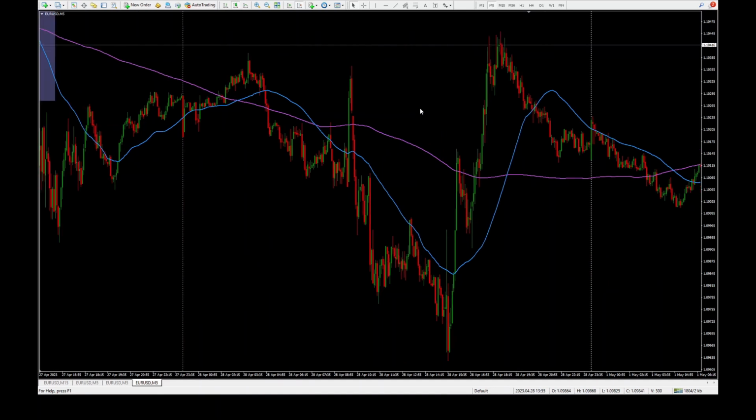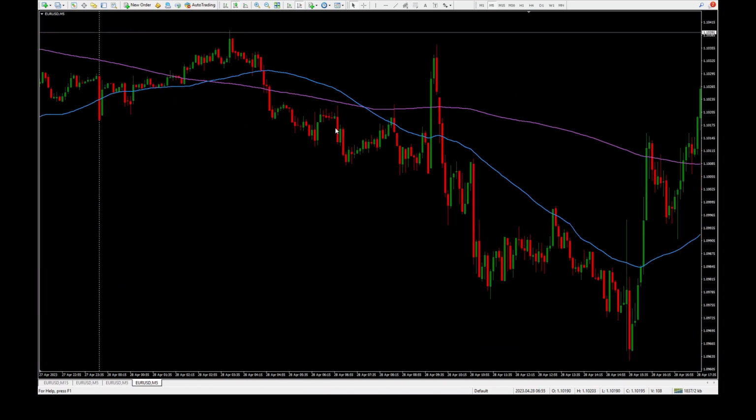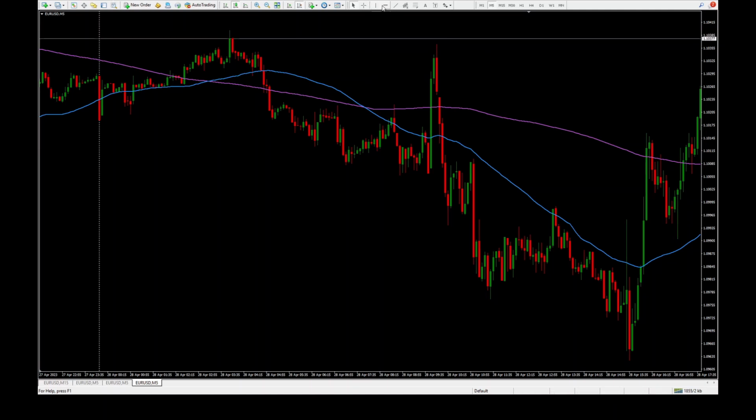In this example, we were able to achieve a 1-to-1 risk-reward ratio, which means that the potential reward of the trade was equal to its potential risk. While a higher ratio may be more desirable, a 1-to-1 ratio can still be profitable if the trader is consistently able to identify winning trades.